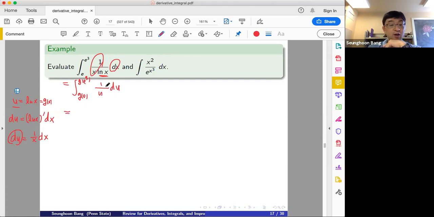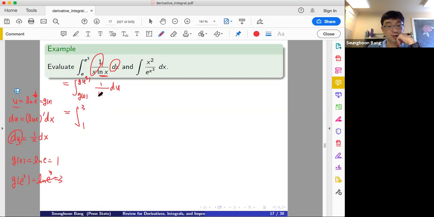What is the integral of 1 over u? I can change the limits a little bit. For the lower limit, you can plug e in here: ln of e is 1. For the upper limit, you can plug e cubed in here: ln of e cubed is only 3. Does it make sense? The ln and e cancel, leaving only 3. We have changed the limits to 1 and 3.